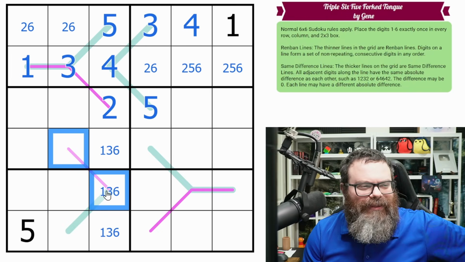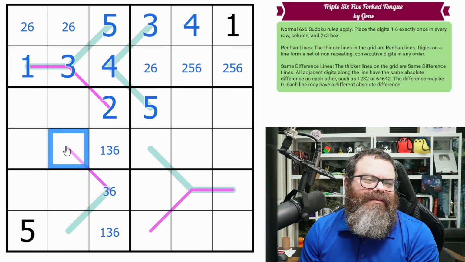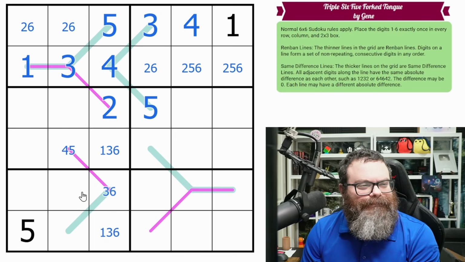Anyway, these though, this can't be a 1 because this would be a 2, and there's already a 2 in the box. If this was 3, then this would be a 4, exactly. And if this was 6, this would be 5. Okay.